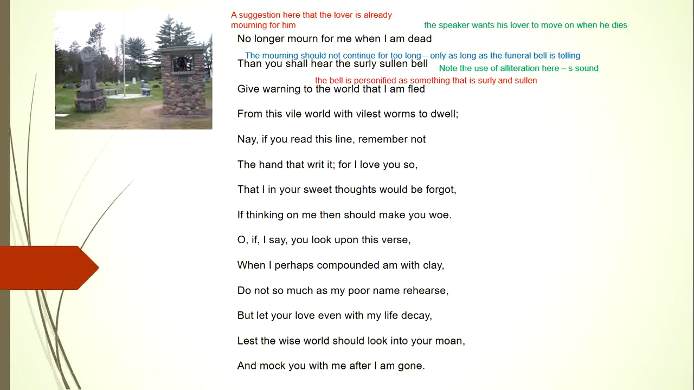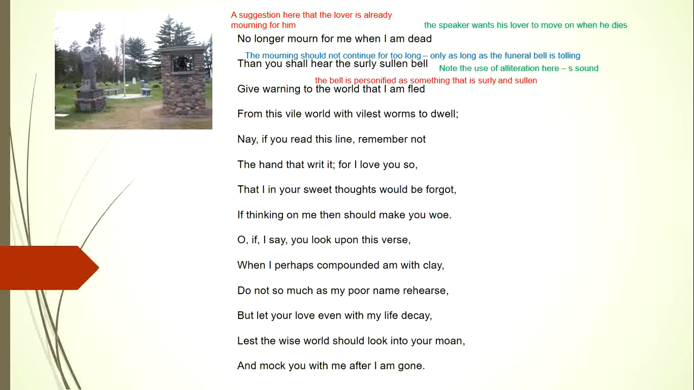Notice also here the use of alliteration with the repetition of the S sound, and there's also personification here in terms of the bell, because if you think of it, surly means to be bad-tempered and unfriendly, while sullen also very similarly means to be bad-tempered and sulky. Now obviously these are emotions that a bell cannot feel, so you'll see that those emotions are actually what the people at the funeral should be feeling. They should be feeling bad-tempered and sulky because the speaker has died.